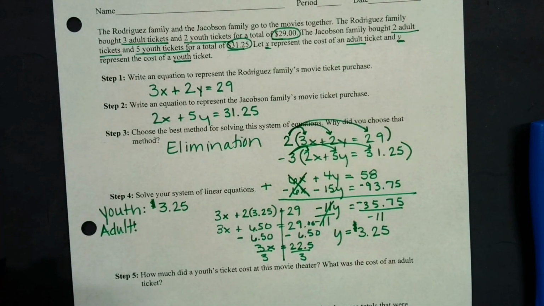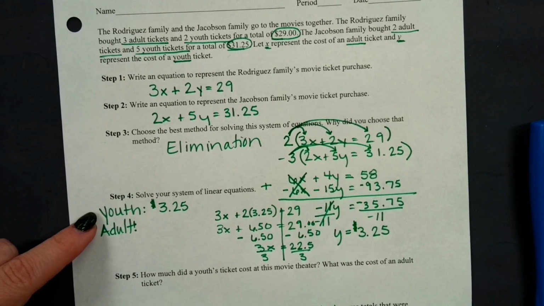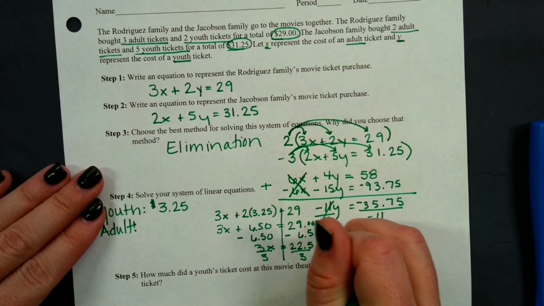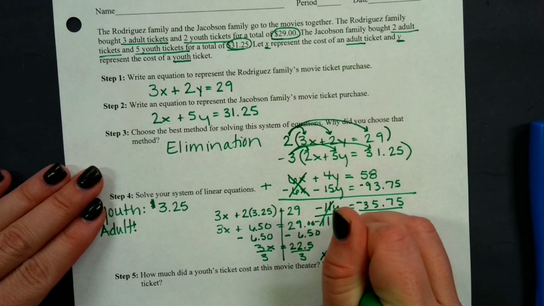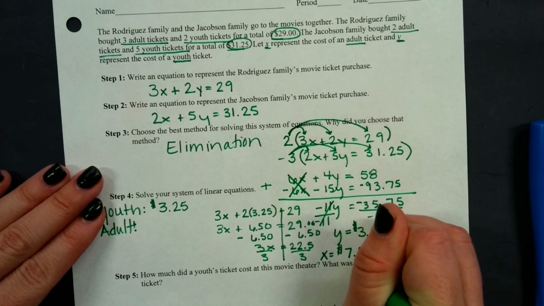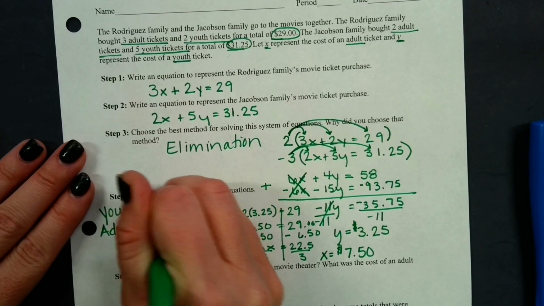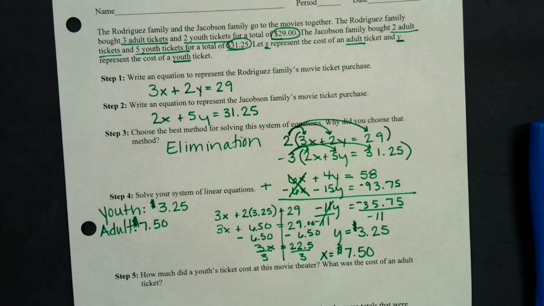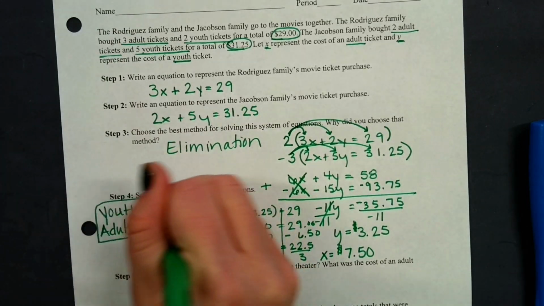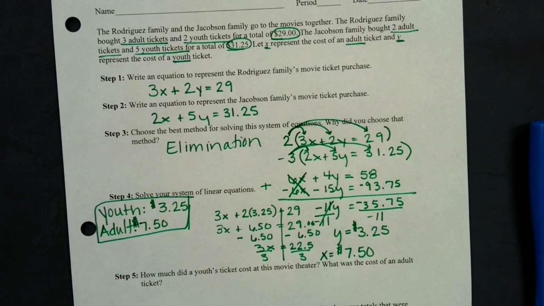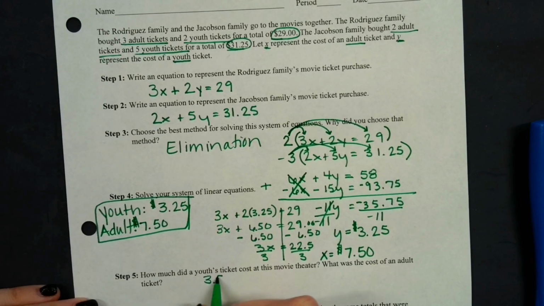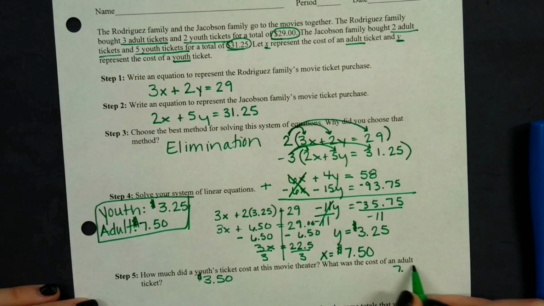I'm going to divide that finally by 3. And I get that X equals $7.50. So my adult tickets are $7.50. Notice I'm telling you over here what's what, right? I'm answering the question. So I got youth tickets were $3.50. Adult tickets were $7.50.